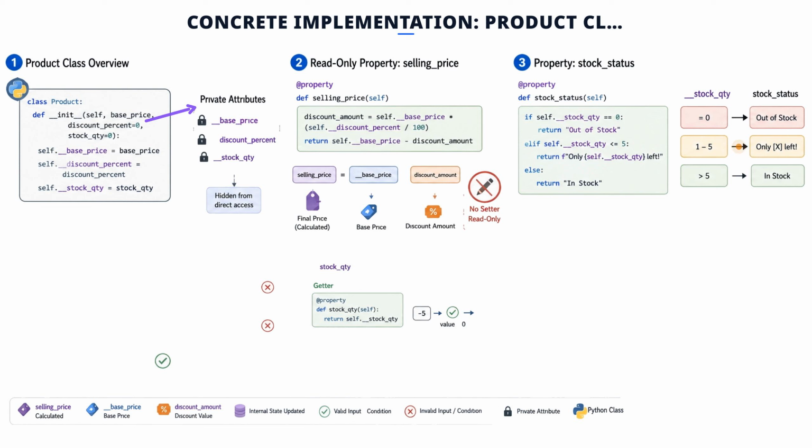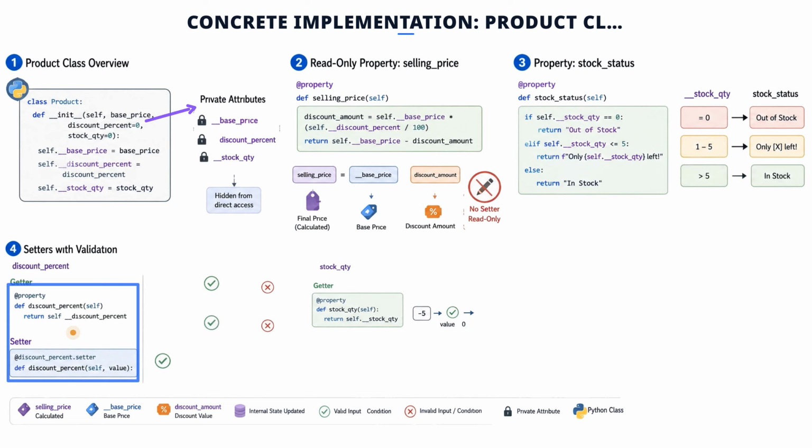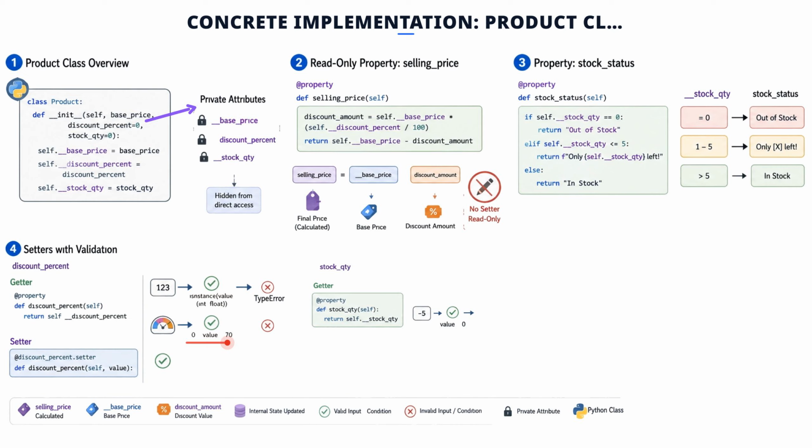Next, the class defines the discount percent. This includes both a getter and a setter. The setter takes a value and first uses an instance check to ensure the input is a number. If not, it raises a type error. Then it checks if the value is strictly between 0 and 70. If the value is outside this range, it raises a value error. Only if both checks pass is the private attribute updated.